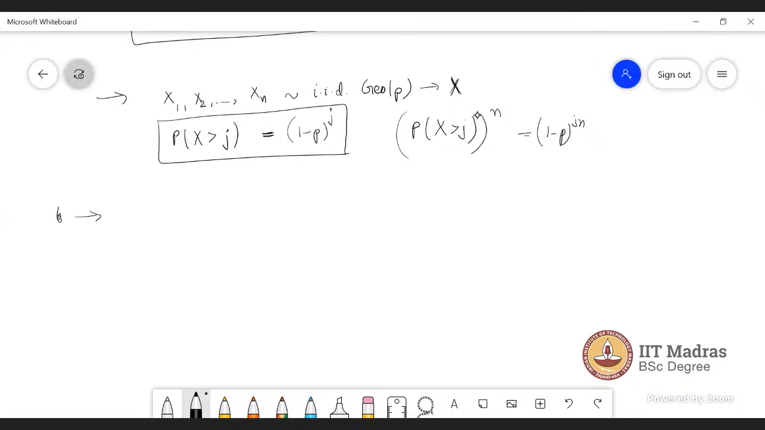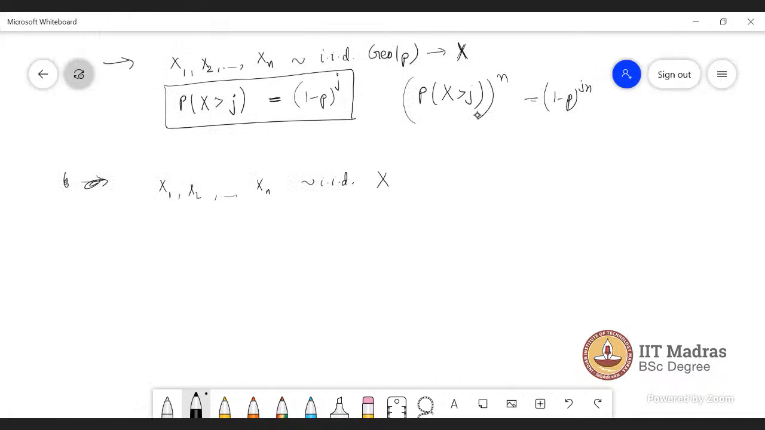See, if I write x1, x2, xn, IID, what does it mean? Can you tell me what it means? Ma'am, that these all n random variables are independent and identically distributed.